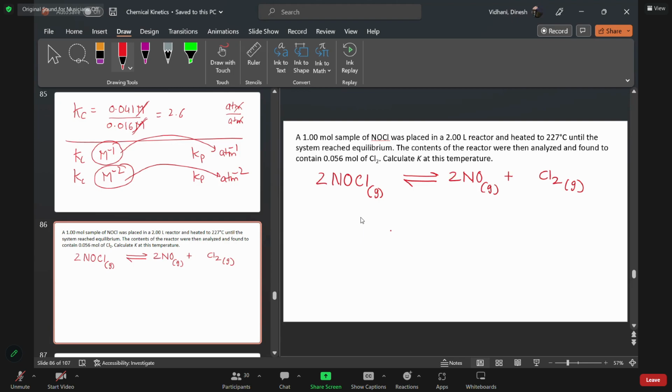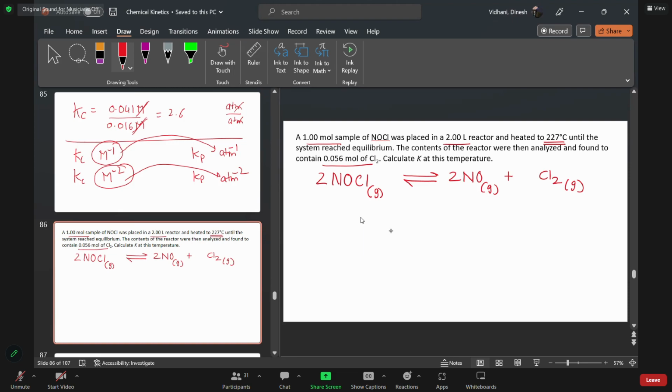We are given 1 mole of sample of NOCl in 2 liters. See, this is getting interesting. 1 mole in 2 liters. So we are given the reactor size, 2 liters. We are given temperature, 227 degrees centigrade. And we are given the equilibrium concentration, which is 0.056 molar of Cl2 at equilibrium.